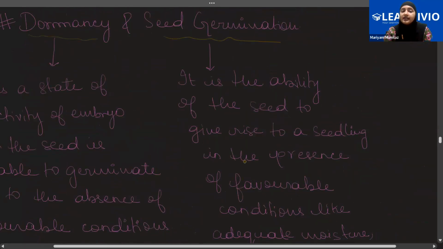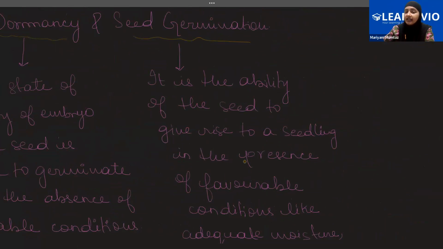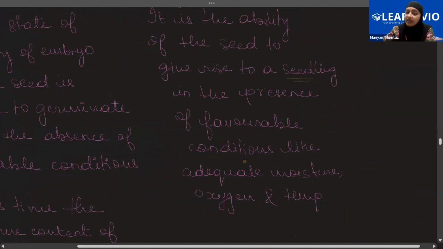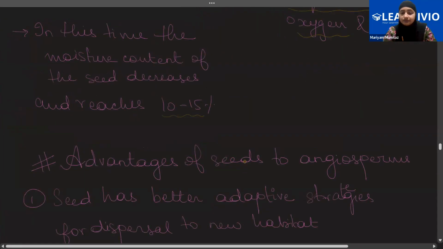Now talking about the next thing, that is seed germination. It is the exact opposite of dormancy. It is the ability of the seed to give rise to the seedling in the presence of favorable conditions such as adequate moisture, oxygen, temperature. Whenever the appropriate conditions are present, then only the seed can germinate, or else it will stay dormant forever.